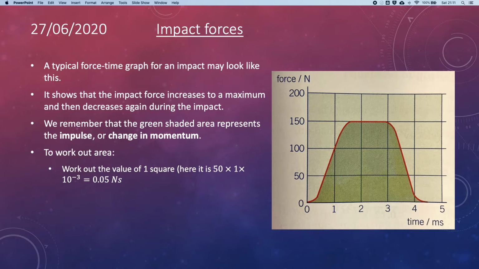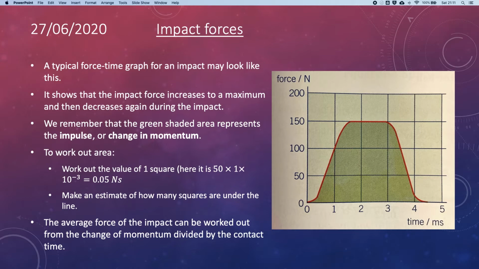So each square is 0.05 milliseconds. If we count the number of squares that are under the line, or make an estimate of it, then we get a value for the change of momentum or impulse. So for this one, we're looking at something like 8 or 9, aren't we? It's around about that. We need to make a rough estimate.